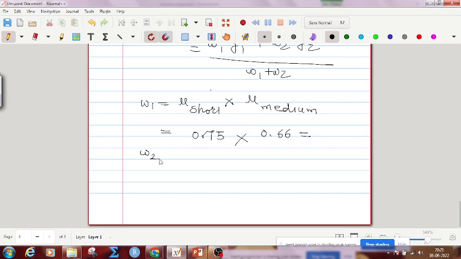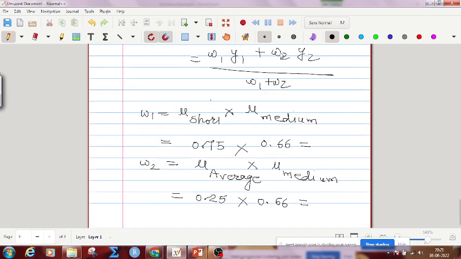Let us find out the weight w2. W2 is equal to membership of average, which is our second rule actually, into membership of medium again. So it gives me that w2 is equal to 0.25 into 0.66. This value also we can calculate. Okay, so we need 2 things, w1 and w2. Now let us find out y1 and y2 also.